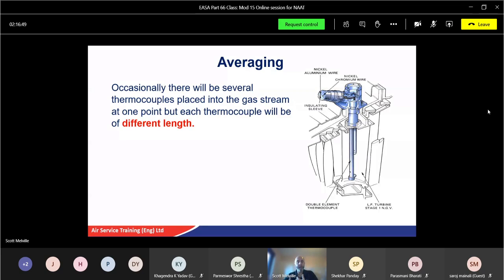Averaging, sometimes you need to get an average of temperature within a certain point, and there will be several thermocouples placed in the gas stream at one point, but each thermocouple will be a different length. And what I mean by that is, if you look at this diagram here, we've got a long thermocouple and we've got a short thermocouple. Now, the long thermocouple will sense the slower gas stream because the slower gas stream will be in the center of the spool, whereas the faster gas stream will be towards the outside of the tips. It's going faster. So comparing the two temperatures of the gas, it can't be much of a distance, and that will give you an average reading. Okay, so a double element type there.